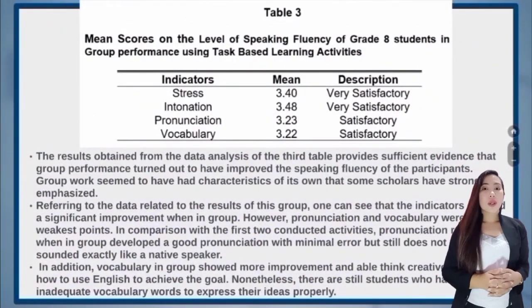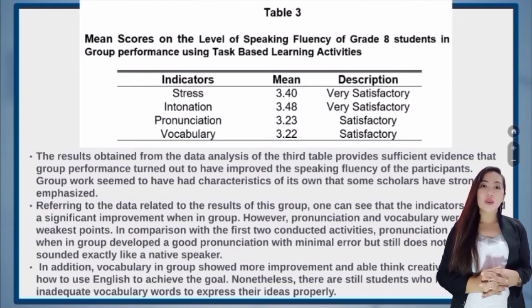Table 3 shows the mean scores and the level of speaking fluency of the grade 8 students in group performance using task-based learning activities. The results obtained from the data analysis of the third table provide sufficient evidence that group performance turned out to have improved the speaking fluency of the participants. Group work seemed to have had characteristics of its own that some scholars have strongly emphasized. Referring to the data related to the results of this group, one can see that the indicator showed a significant improvement when in group. However, pronunciation and vocabulary were still the weakest points.